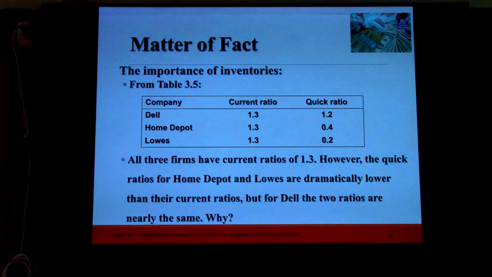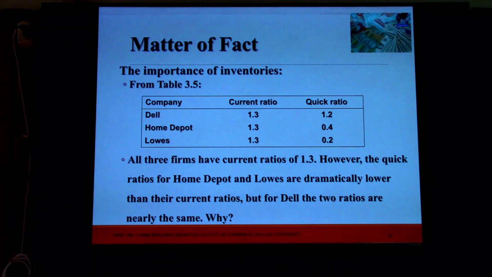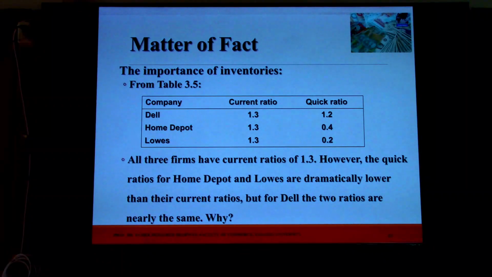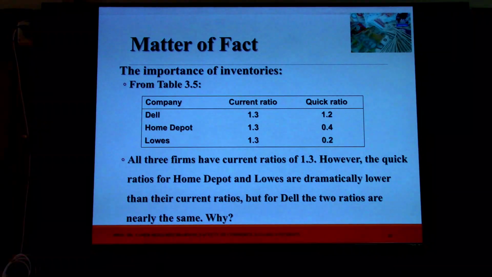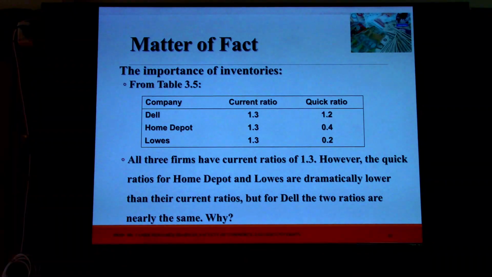But after we calculate the quick ratio, you will find that Dell is the best compared to the other firms, because the quick ratio level in Dell is 1.2, which is higher than Home Depot and Lowe's. This confirms why the quick ratio is more accurate in assessing short-term liquidity compared to other types of ratio.